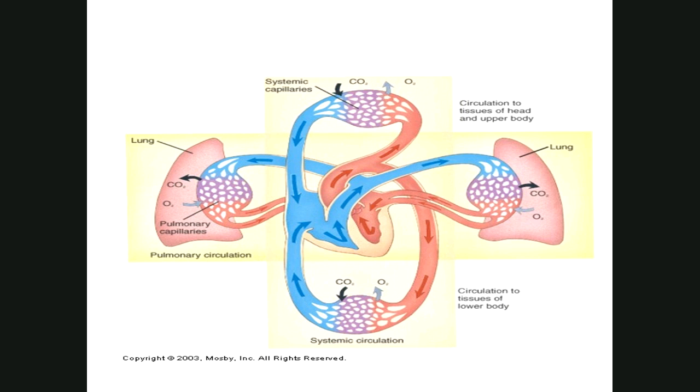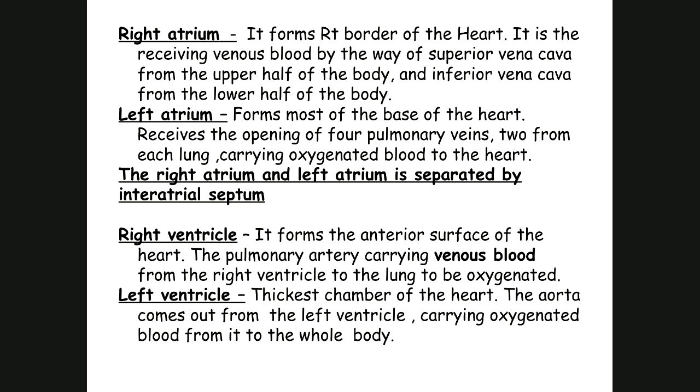And this is the circulation of the heart. So how the blood circulates there. Next, what is there in the right atrium? So what is the right atrium? It forms the right border of the heart. Always remember, right atrium or left atrium, they are the receiving chambers. They receive the blood. So from where do they receive? The right atrium receives from the superior vena cava, from the upper half of the body, and from the inferior vena cava, the lower half of the body.